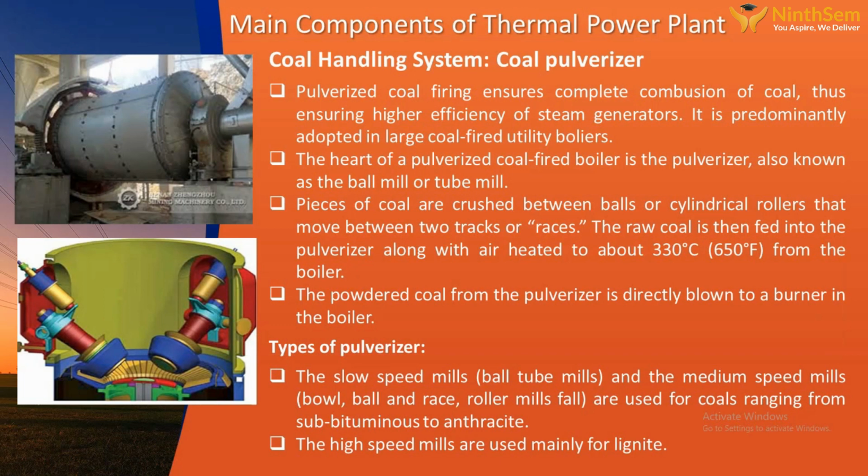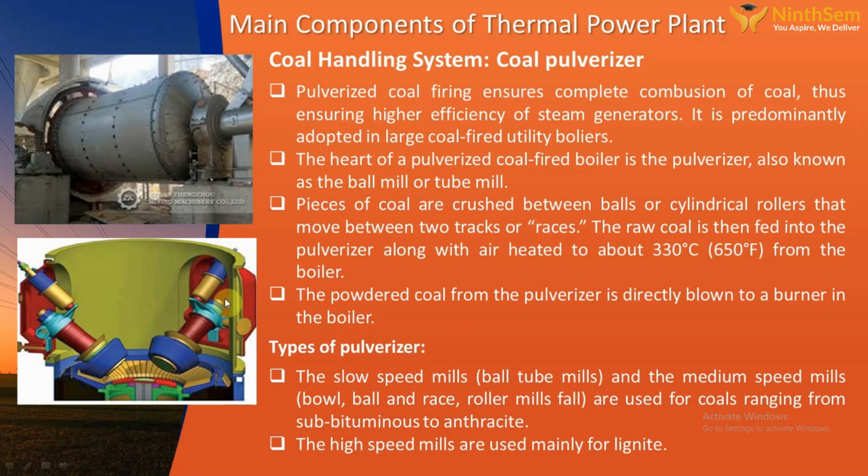So the first thing is the coal handling system, the coal pulverizer. The coal pulverizer is very important because raw coal is solid, uneven particles, and we can't straight away feed it to the furnace to get fired because it will not burn completely. In order to get complete combustion, it is necessary to make the raw coal into powder form by means of the coal pulverizer.